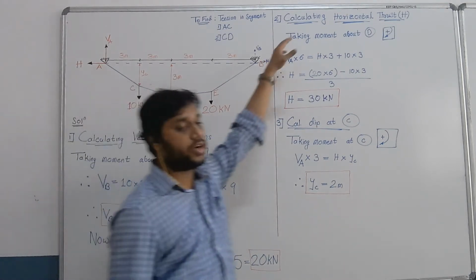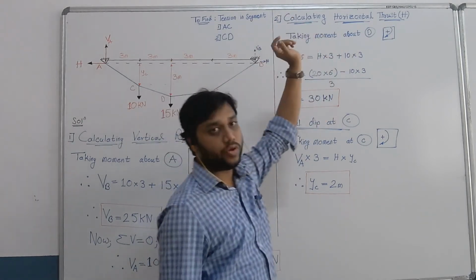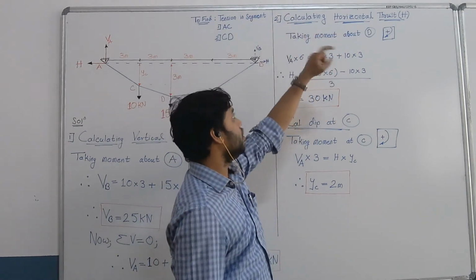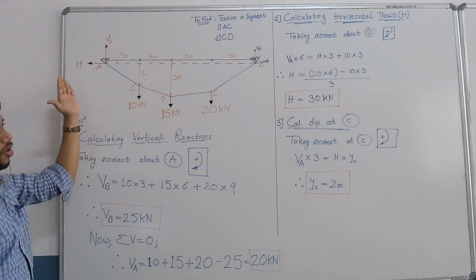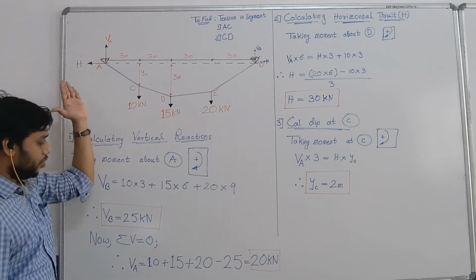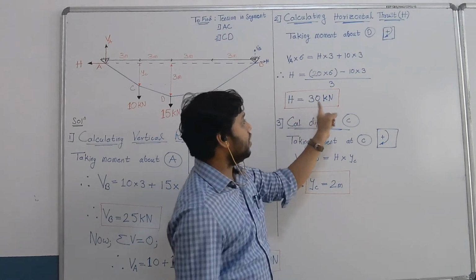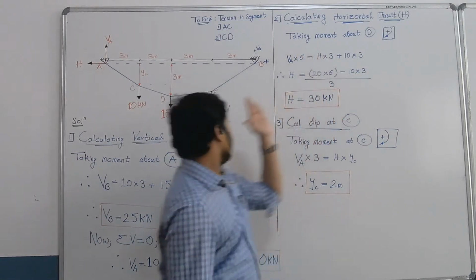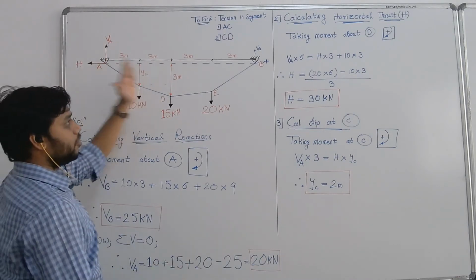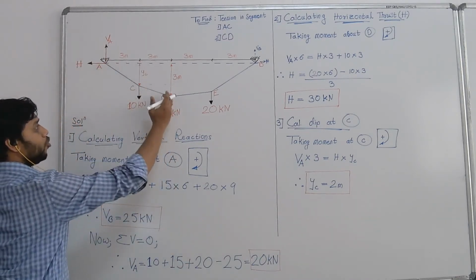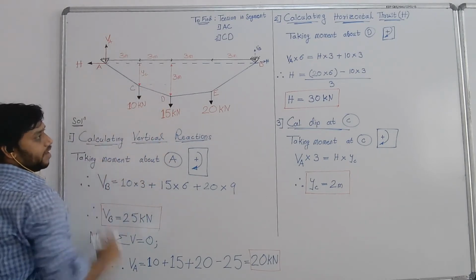Next step is to calculate horizontal thrust H. The horizontal thrust at A and B is going to be the same. So taking moment about point D and observing just the left hand part of the section, we can compute that H turns out to be 30 kilonewton. While computing H, just observe the left hand part of D, because we are taking moment about point D. It is as if taking a section at D and observing the left hand side.